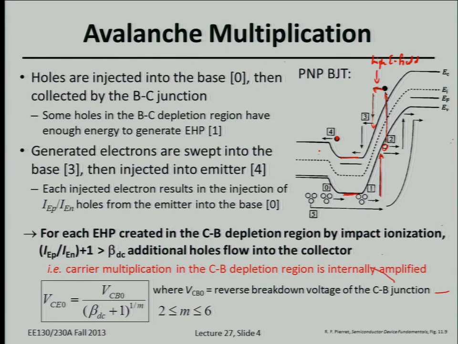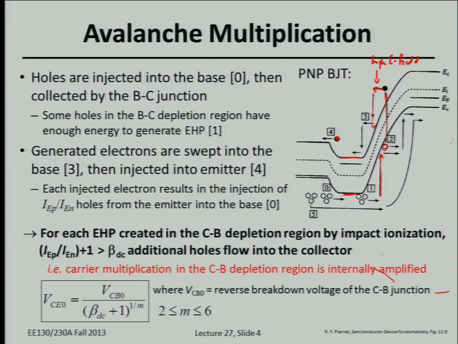So for every hole that you originally inject into the base and that is collected in the collector, you can cause additional multiple holes to diffuse and be collected by the collector. There's an internal gain, or internal amplification, occurring here.